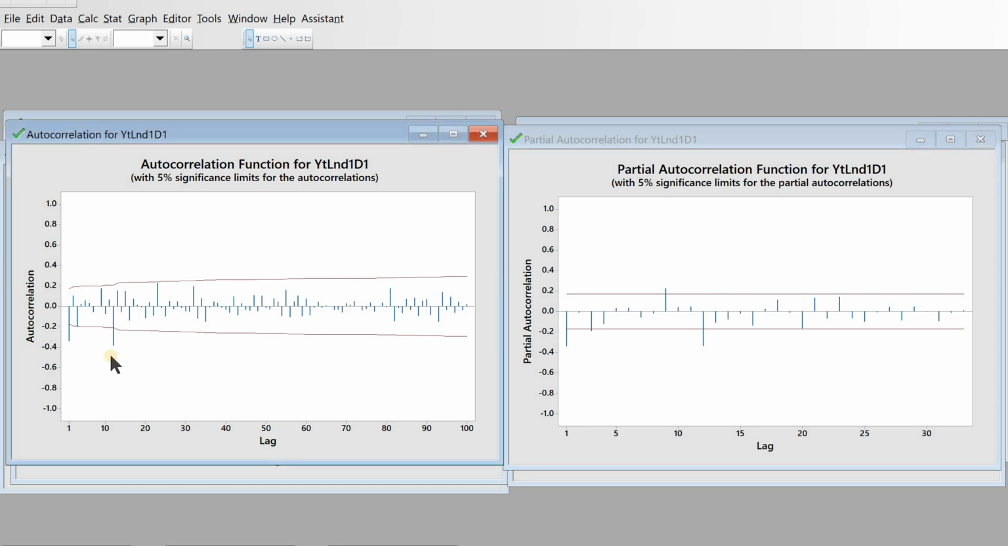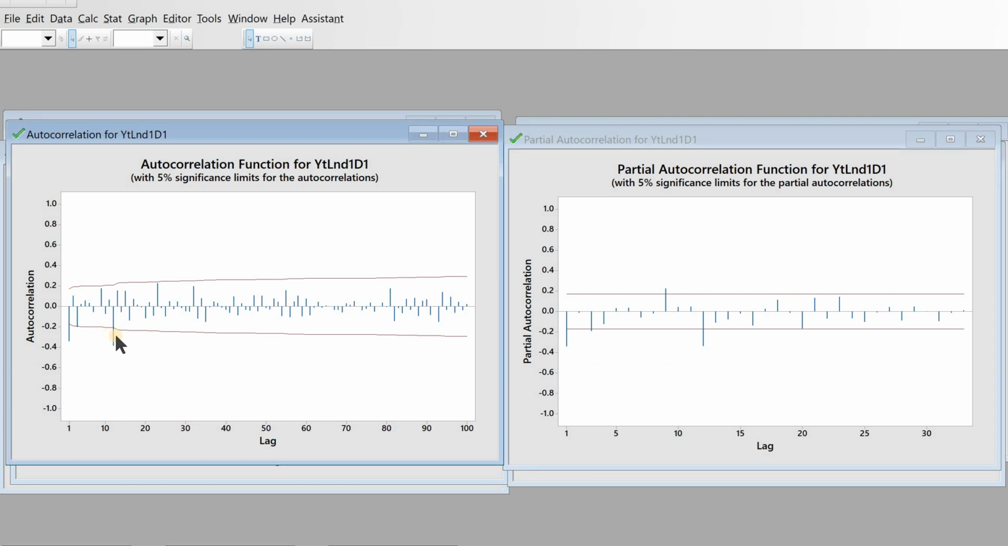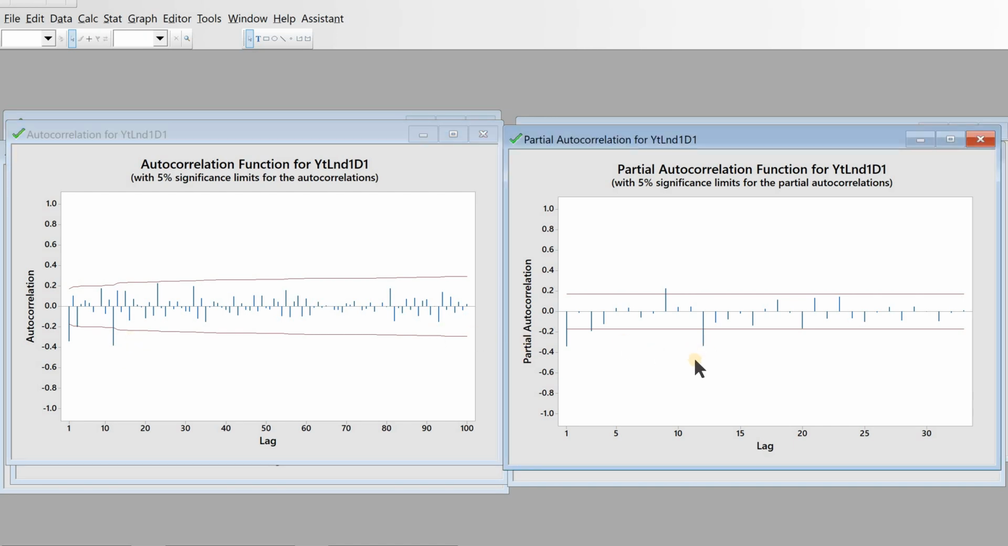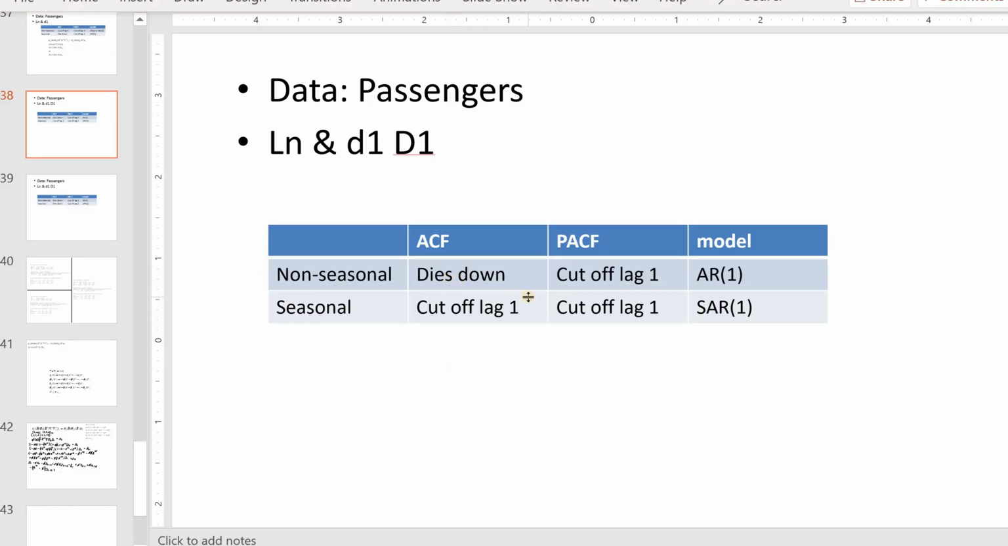Okay, similarly we will interpret it at the seasonal and then at the non-seasonal lag. First look at the ACF. Now maybe we can say that it dies down. And then for the PACF at the non-seasonal lag, maybe say it cuts off at lag 1. And then look at the seasonal lag for the ACF. So here it cuts off. And also for the PACF, it also seems it cuts off. So both cut off. Then we summarize it in the table.